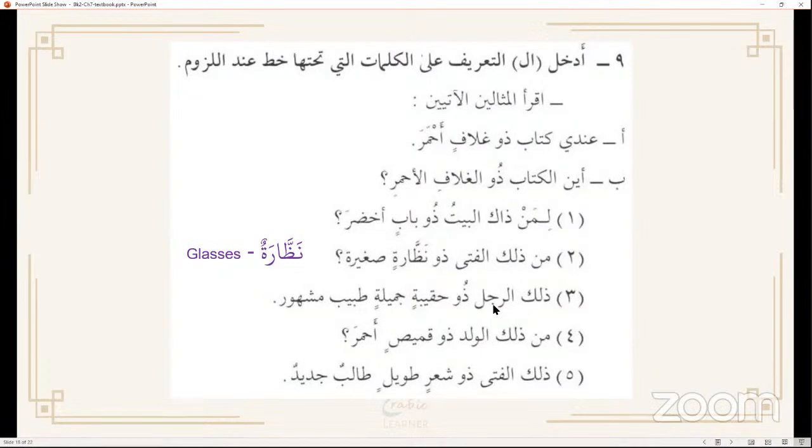Dhalika is Ismul Ishara, Ar-Rajulu is Musharun ilay or Badal. And it is Man'ut, Dhu is not. And it is Mudaf, and Al-Haqibati is Mudaf ilay. And it is Man'ut, not Mudaf, it is Man'ut. And Al-Jamilati is not. Tabibun Mashhurun, this is not Man'ut. Is it okay? Okay.